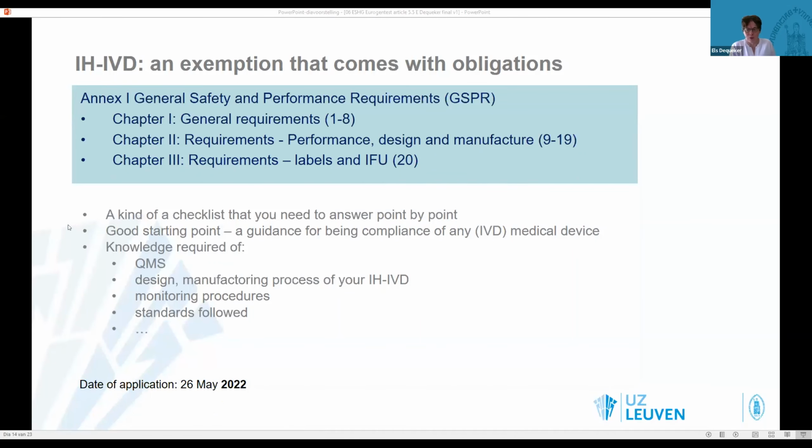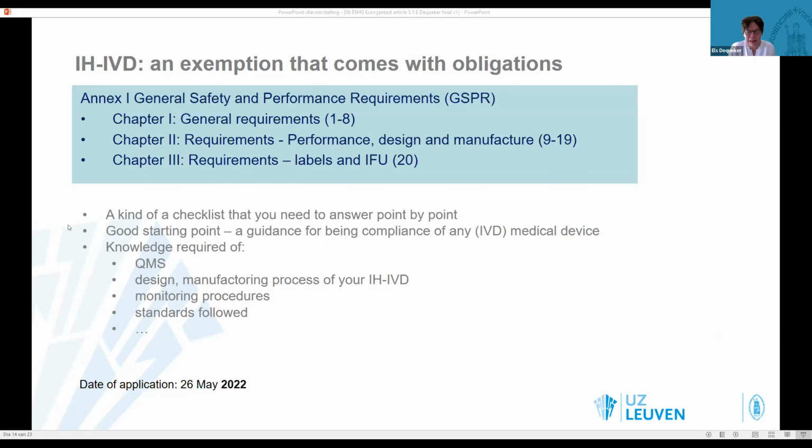If we go to Annex 1, which is the general safety and performance requirements with 20 items, you can divide them in 3 chapters. And Annex 1 is a good starting point to do the exercise and to see how strong your quality management system is at the moment to comply with the in-house device test that you would like to continue to use. So you need to answer to Annex 1. You can make a checkbox from each element and give information on where you can find your documents for that specific element.